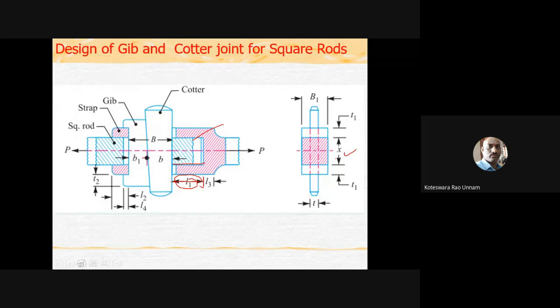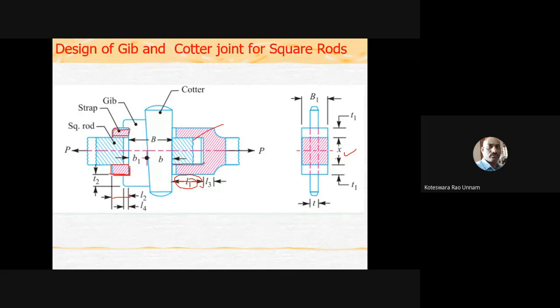Yes, so this is the figure. This is your L2, the strap end. From the cotter hole to the end of the strap, we'll call it the distance from the strap end, the required minimum distance. So this distance is taken as L2. From here to here it is L2.